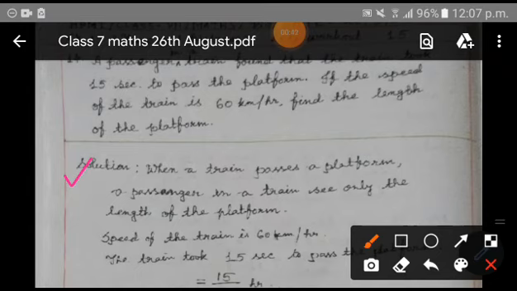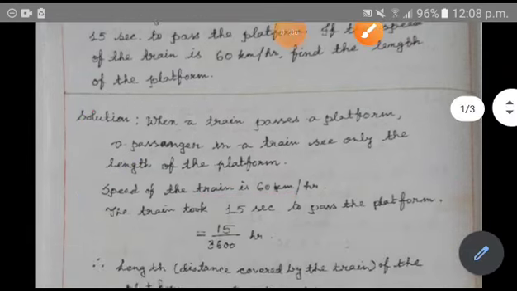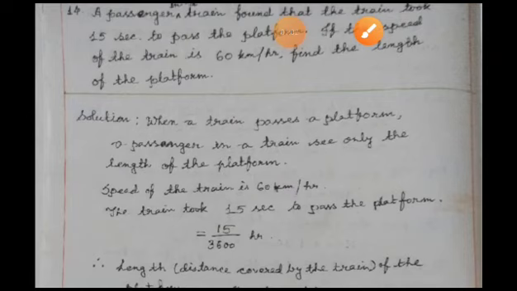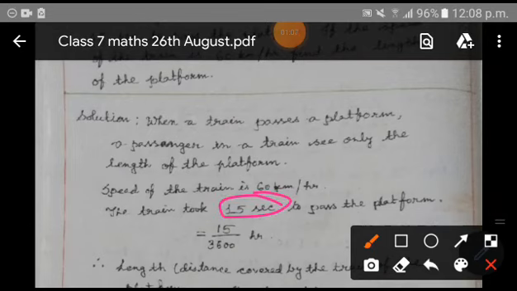When a train passes a platform, a passenger in a train sees only the length of the platform. It is very obvious that the passenger is inside the train. He or she will be able to see only the platform's length, not the length of the train. And the speed of the train is given, which is 60 km per hour. So we will write the train took 15 seconds to pass the platform. That means this 15 seconds, the time is given in seconds. I am converting it to hours by dividing with 3600. So 15 by 3600 hours.